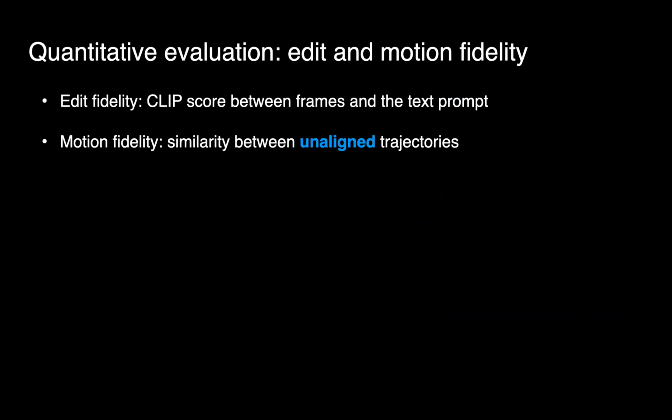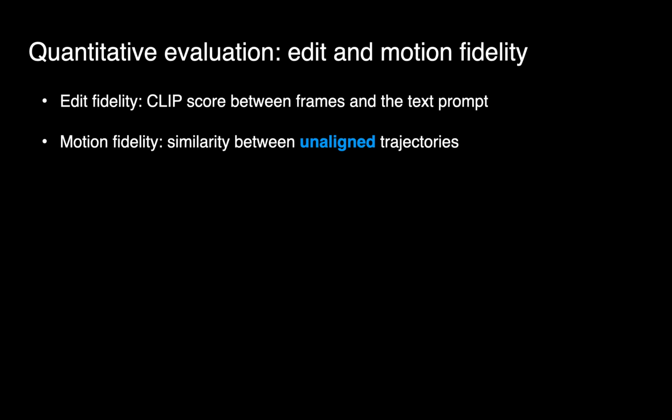Just a word on evaluation. In order to evaluate how much the video is aligned with the text, we can always use CLIP score. But we wanted to also measure the motion fidelity. And again, because we are not preserving correspondences to the pixel level, we had to come up with a new metric of how we evaluate similarity between the original and target object videos under this misalignment. So we propose to use a similarity between two sets of unaligned trajectory sets.